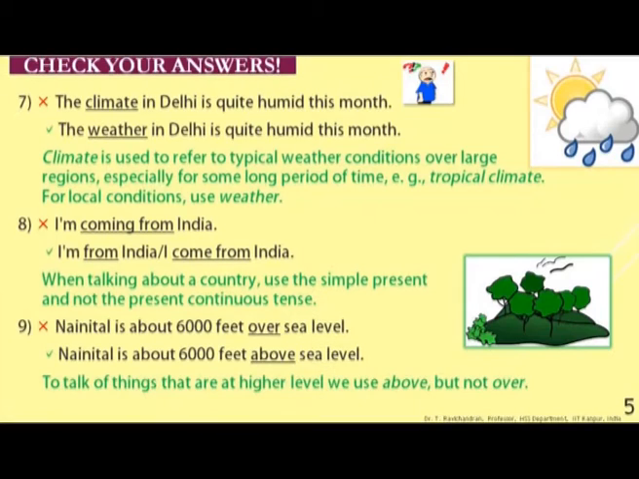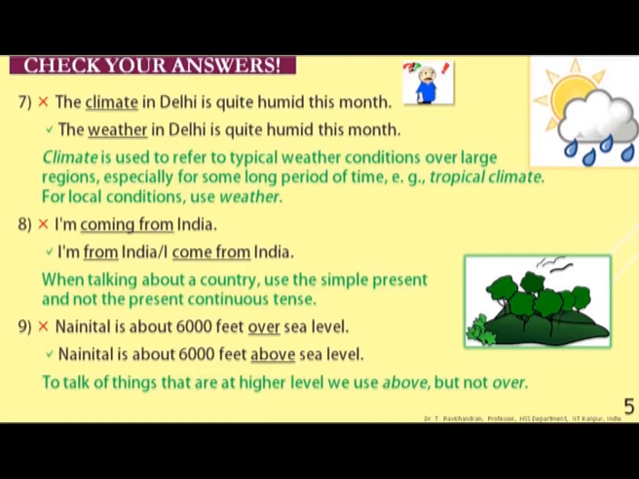Next one, I am coming from India, wrong usage. You can either say I am from India or I come from India. The reason is when talking about a country, use the simple present and not the present continuous tense. So, simple present is I come from India or I am from India. Present continuous I am coming. So, that is present continuous form, you should not use it.